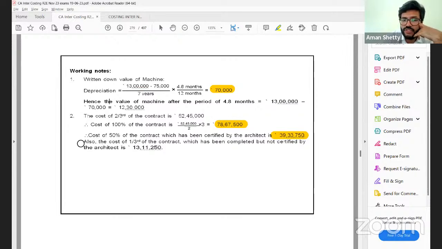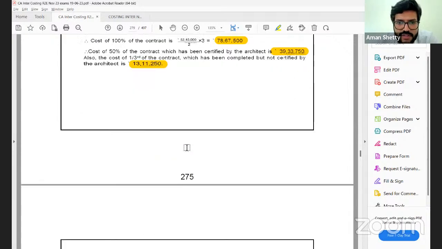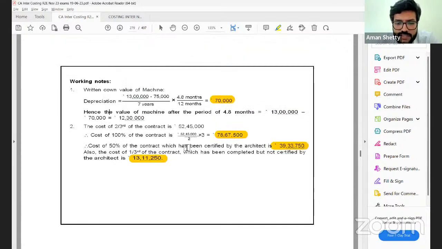Therefore, for the balance portion, that is the cost of 1/3 of the contract which has been completed but not certified by the architect, how much is it? 13 lakh 11,250. Did you all understand this? That's all. That adjustment you need to know. Anyone want me to explain this again? All of you clear? We'll go to the next one now.